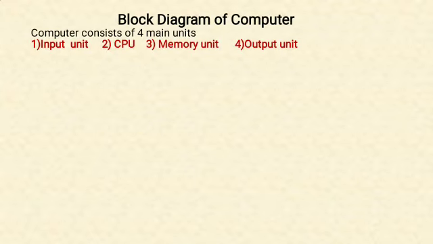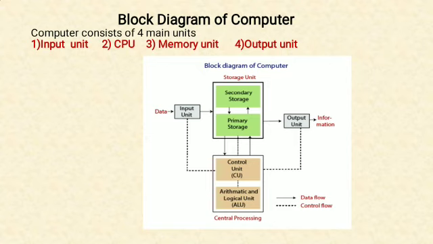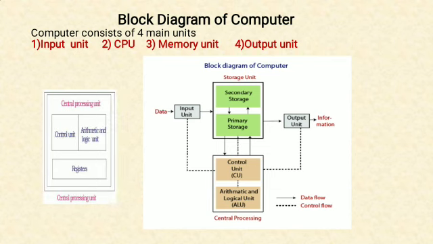On the next slide, I'm going to discuss the block diagram of a computer. Block diagram of a computer. In this image you can observe that there are four different units: input unit, CPU, memory unit, and output unit. The data is fed to the input unit and processed by the CPU, and if you want to store the data, it will be stored in the storage unit, and if you want to output the data, it will be given through the output unit. The result is called processed data, that is nothing but information.